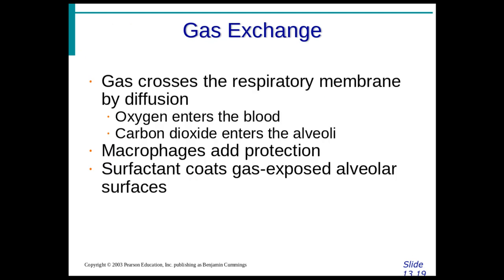Okay, so gas exchange. Gas crosses the respiratory membrane by diffusion. It is simply a diffusion process, from high concentration to low concentration. Oxygen enters the blood, carbon dioxide enters the alveoli. Macrophages add protection, like I said, to help with bacteria. And surfactant coats the gas-exposed alveolar surfaces. That's where that moisture comes in and helps the gases move around smoothly.